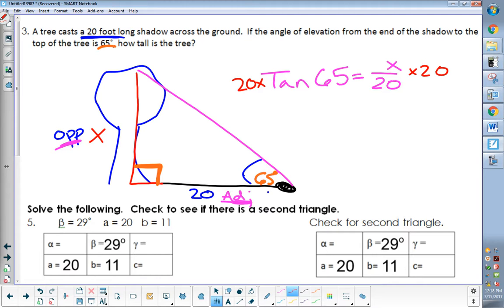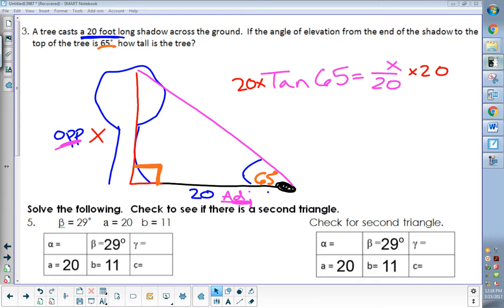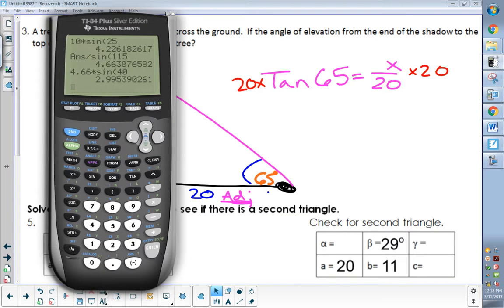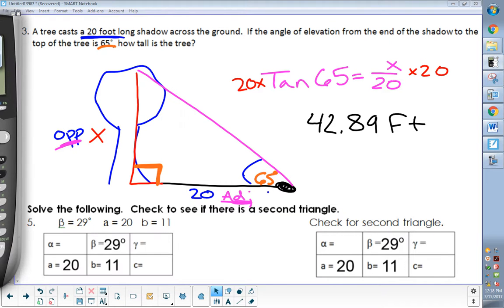So in my calculator, I'm going to take 20 times tangent of 65. Type it in, hit enter. 42.8 or 42.9. 42.89. Sorry, it's a length. 42.89 feet tall. That's the height of my tree.